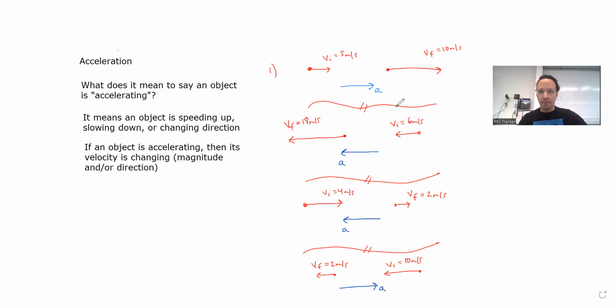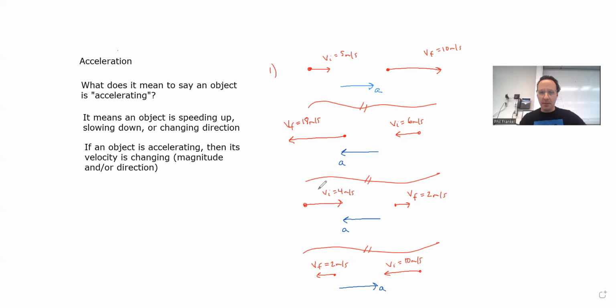On the other hand, if the object is initially moving to the left and it's accelerating to the left, it's being pushed to the left, it's going to end up moving with a final velocity to the left, which is, again, bigger in magnitude than the initial velocity. It's going to end up moving at a bigger speed.